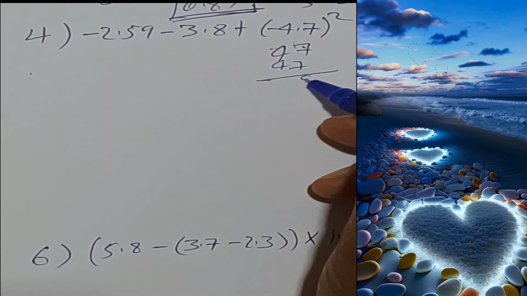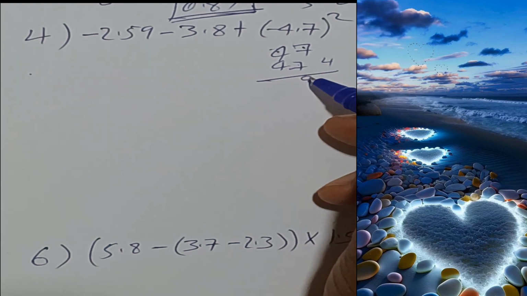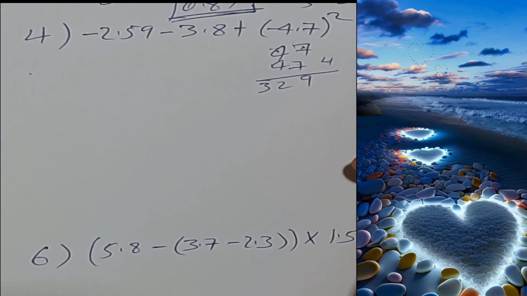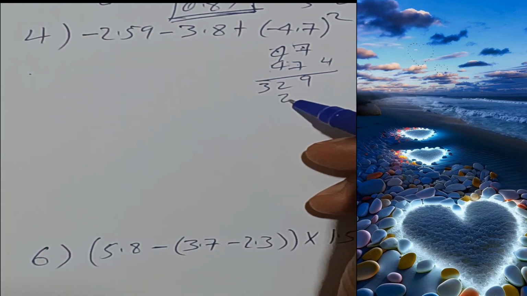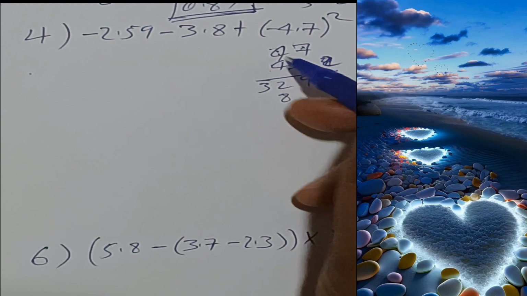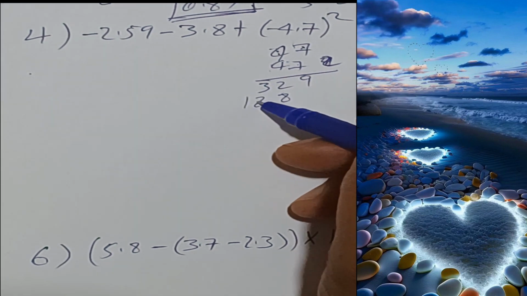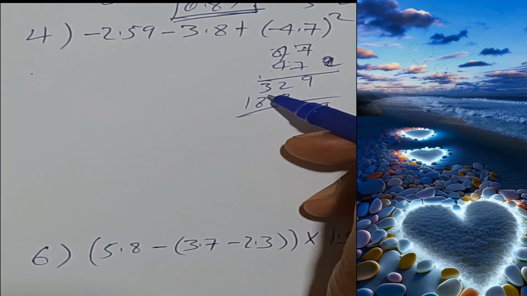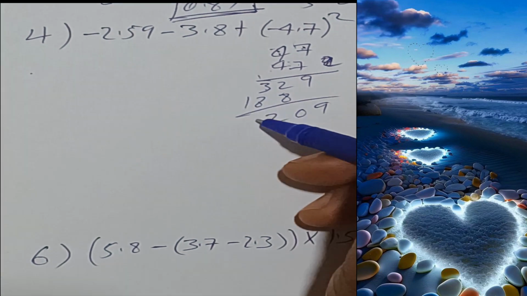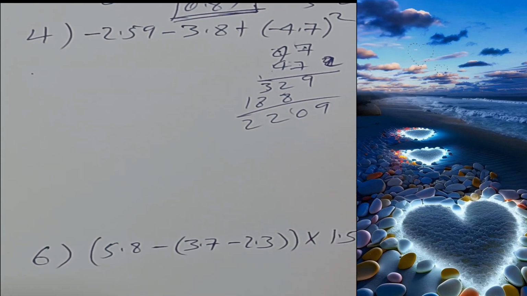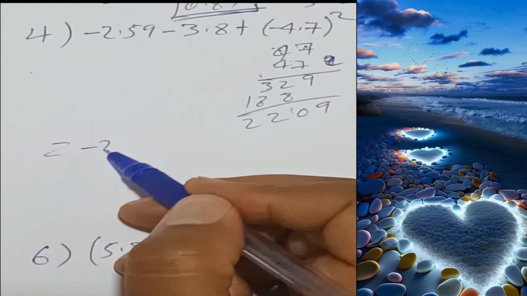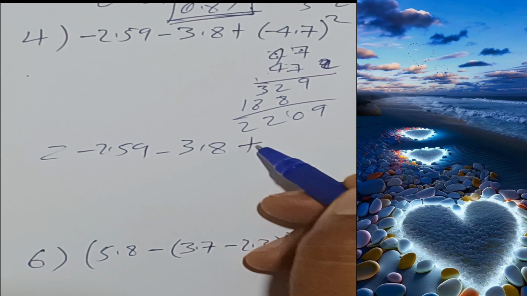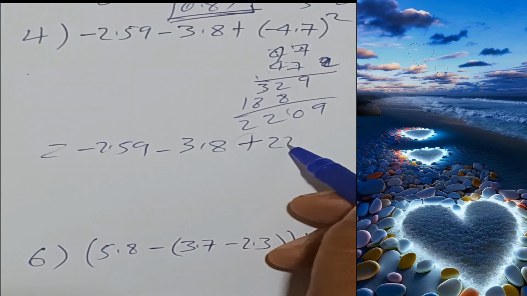7 times 7, 49, and I have 4. 7 times 4, 28 plus 4, 32. 4 times 7, 28. I have 2. And 4 times 4, 16 plus 2, 18. So then add: 9, 0, and I have 1. 1 plus 3, 4. 4 plus 12, and becomes 2. So 1, 2. So this will be equal to minus 2.59 minus 3.8 plus, don't miss this, 22.09.